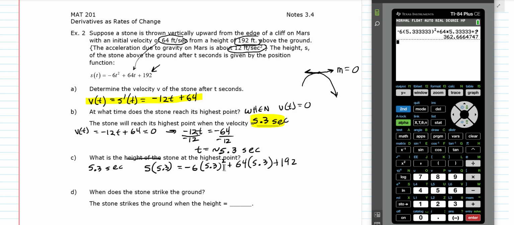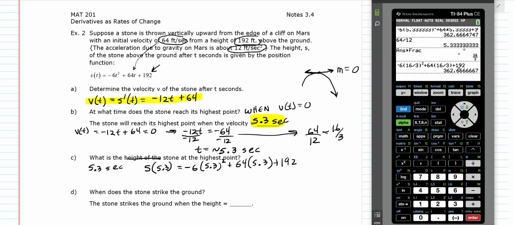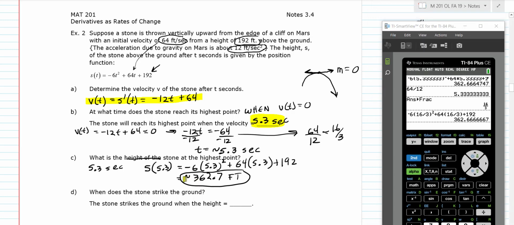Okay? So what I was saying is when we work this out, this is 64 over 12, and you could reduce that fraction. If you do that on the calculator with the math fraction option, that reduces to 16/3. So you could just go negative 6 times 16/3 squared, and then plus 64 times 16/3, and then plus 192. Okay, you can either round or you can do it this way for the precision, and it's not much different. So what you end up getting is approximately 362.7 feet above the ground. Okay, so that's our approximation of our maximum height. All right, so we got that.